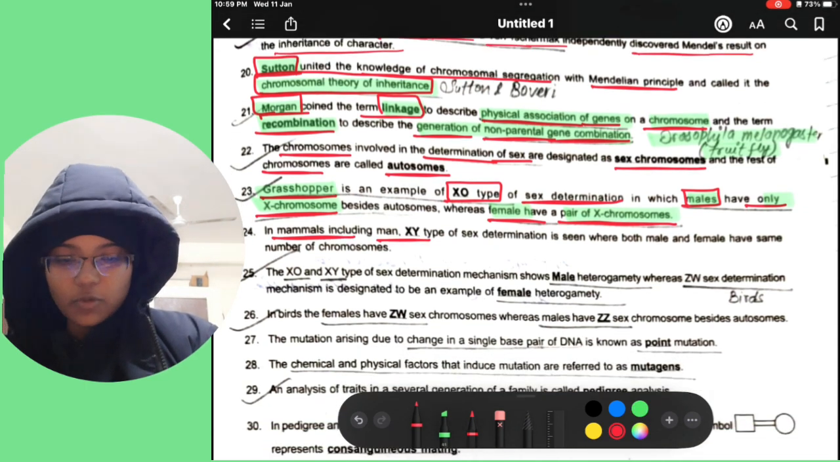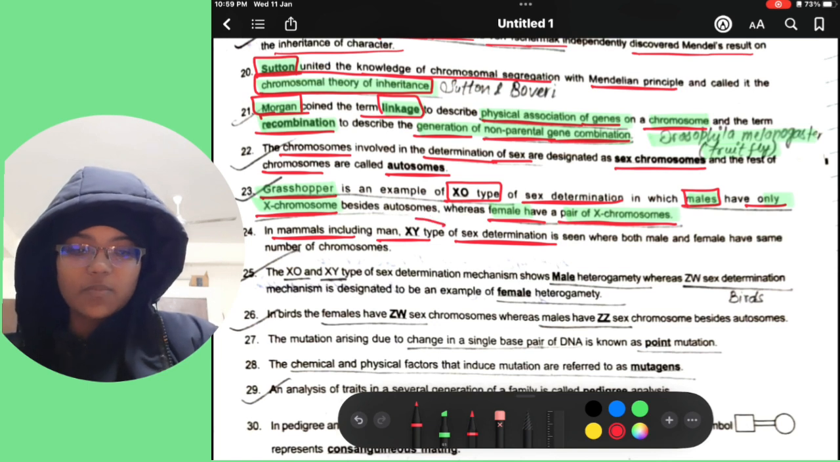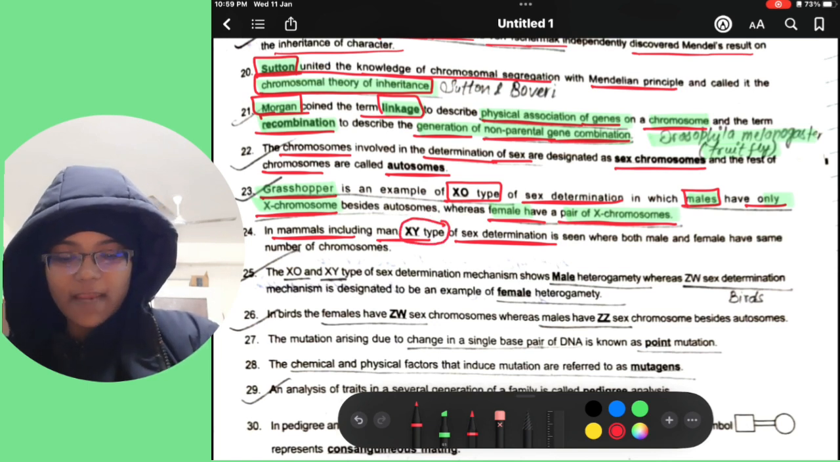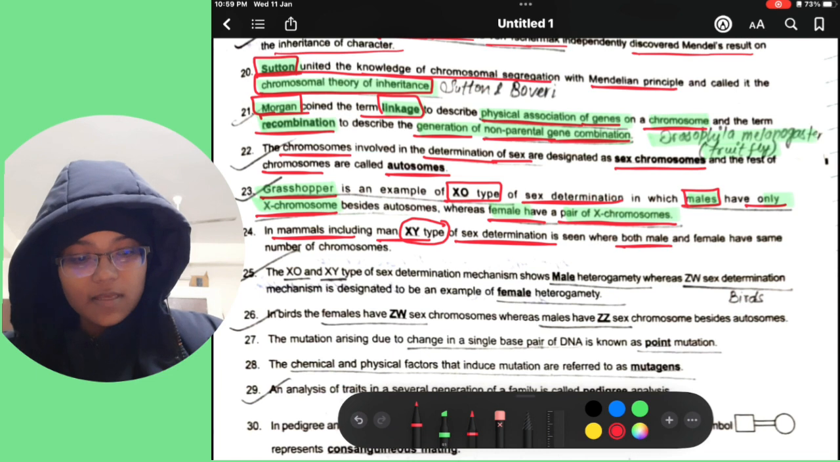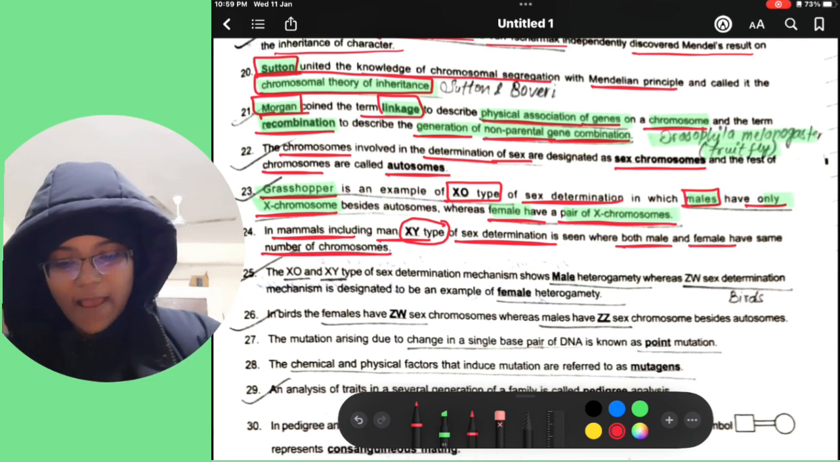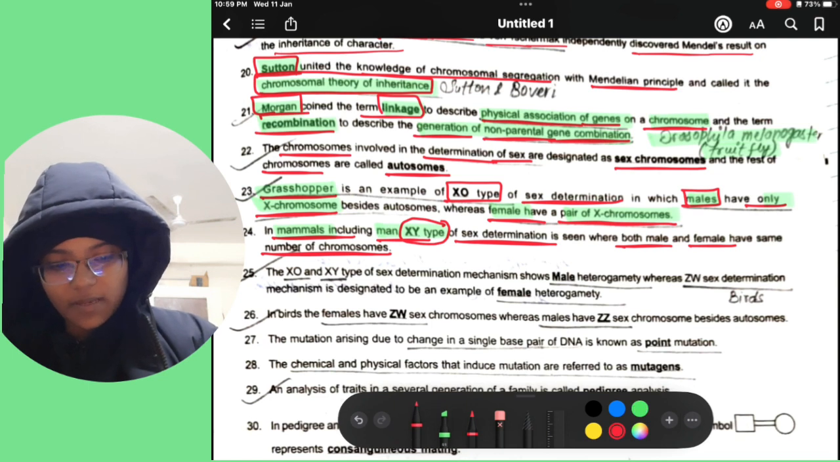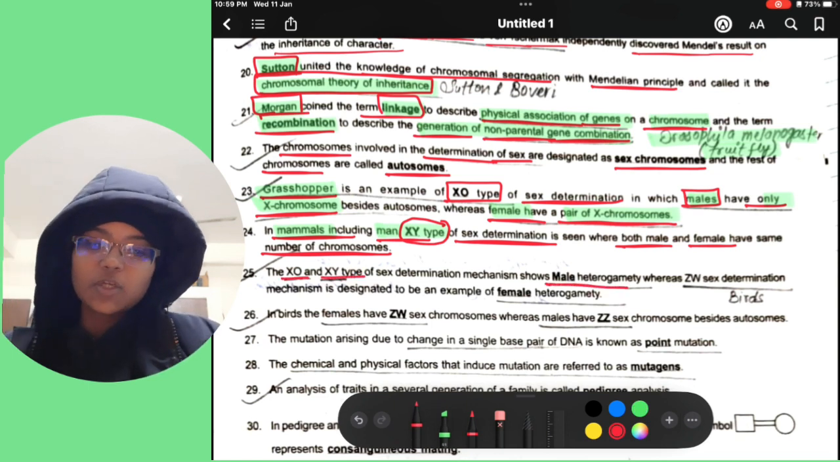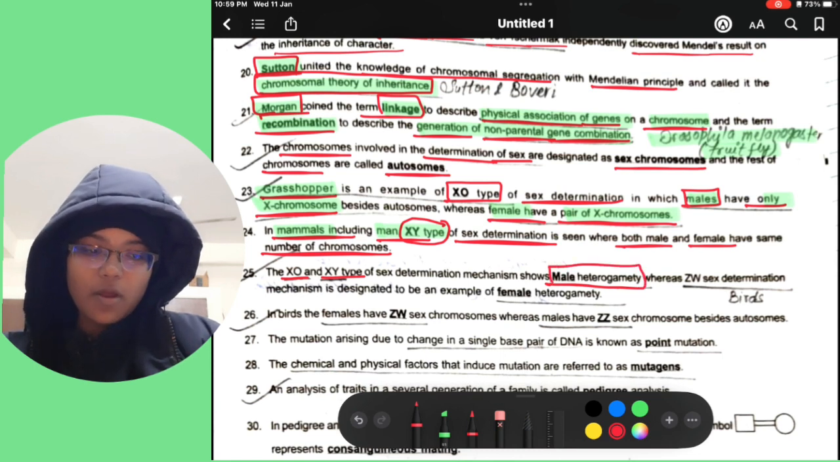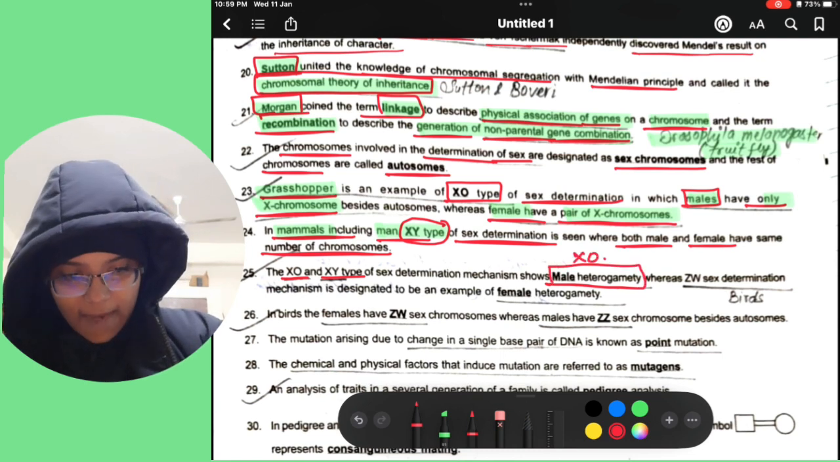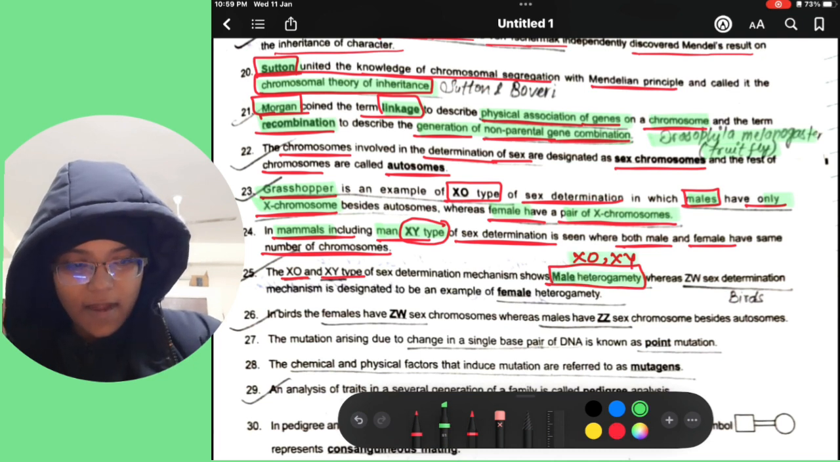In mammals, including man, XY type of sex determination is seen, where both male and female have the same number of chromosomes. X0 and XY type of sex determination mechanisms show male heterogamety.